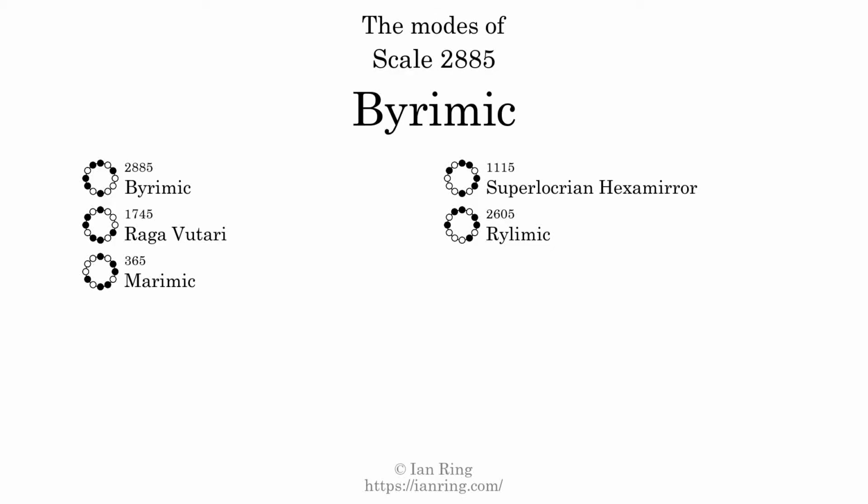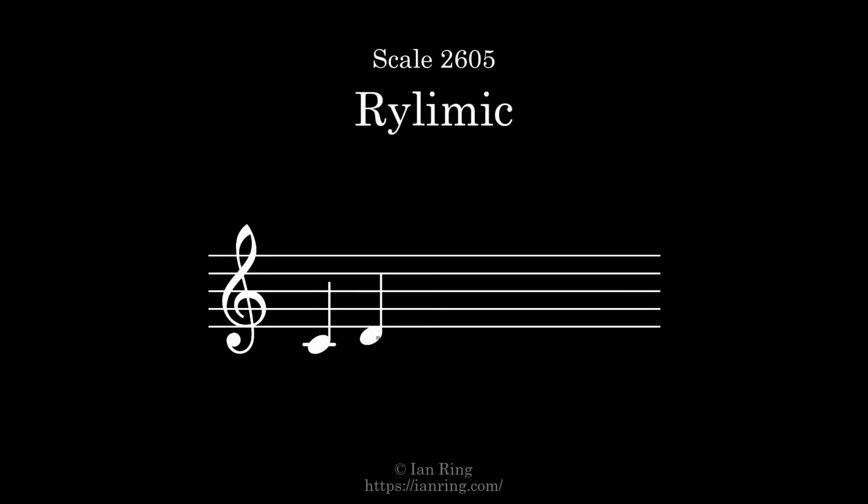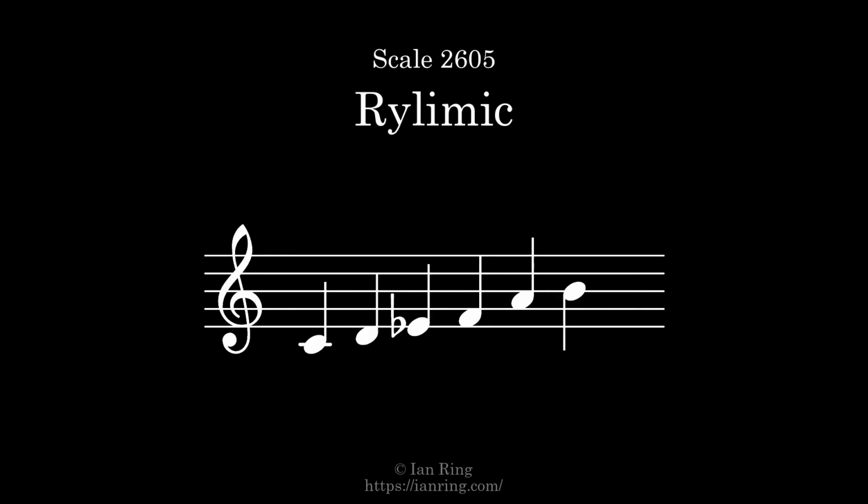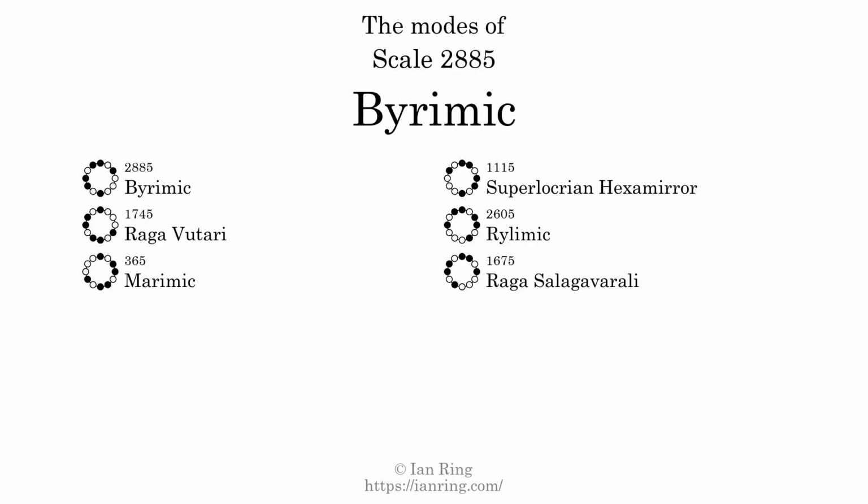The fifth mode is scale 2605, also known as Byrimic. It sounds like this. The sixth and last mode is scale 1675, also known as Raga Salagavarali. It sounds like this.